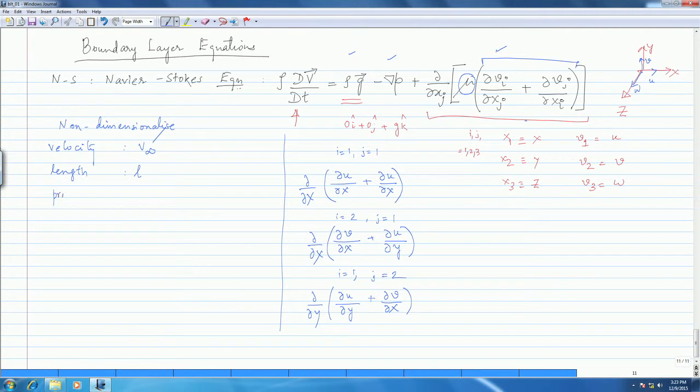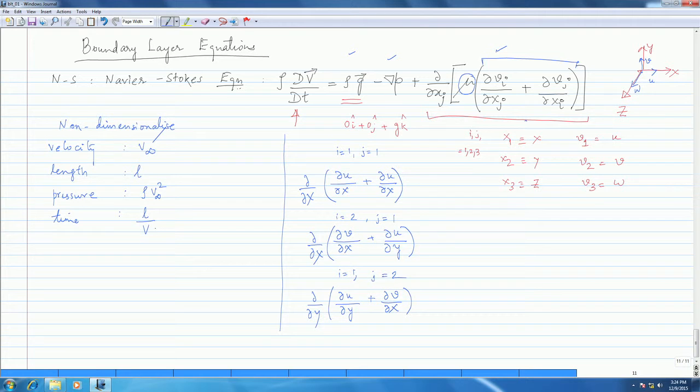Pressure with rho V infinity square, 2 times the dynamic pressure, and the time with L by V. What does that even mean? Because if you see, the unit of L is meters and V is meter per second. So this L by V is basically so I don't introduce another separate variable here. I just take it from here so that I can non-dimensionalize the time. So this term has units of time, seconds or minutes or whatever.